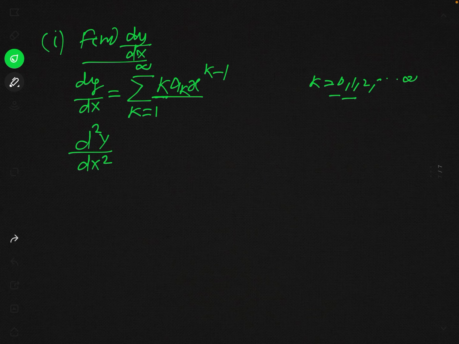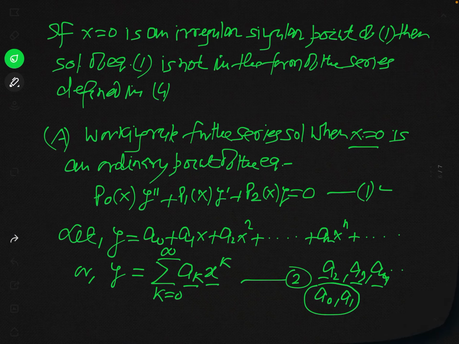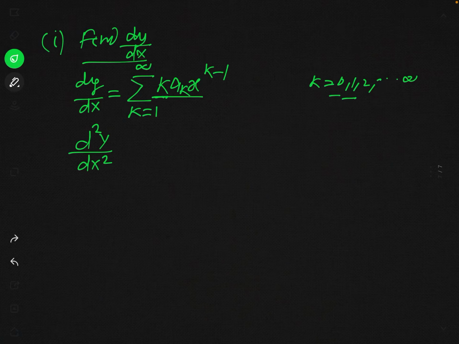Now we will again differentiate this y with respect to x. So we will find the second order derivative, because in our given equation there are two derivatives. This is the second order derivative and this is the first order derivative, and we have already defined this y. So our aim is to find y prime and y double prime.